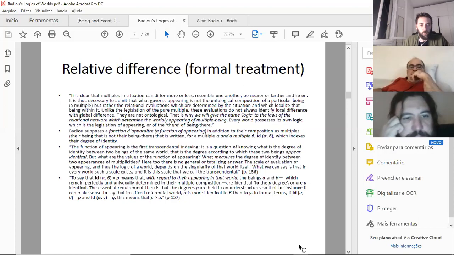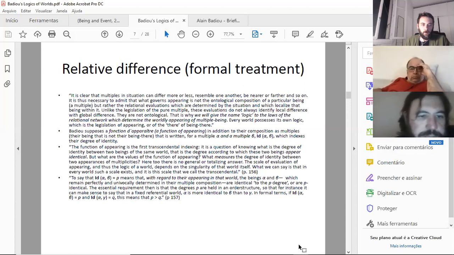But what are the values of the function of appearing? What measures the degree of identity between two appearances of multiplicities? Here too, there is no general or totalizing answer. The scale of evaluation of appearing and thus the logic of a world depends on the singularity of that world itself. What we can say is that in every world such a scale exists, and it is this scale that we call the transcendental.